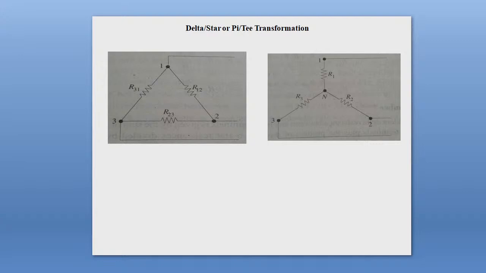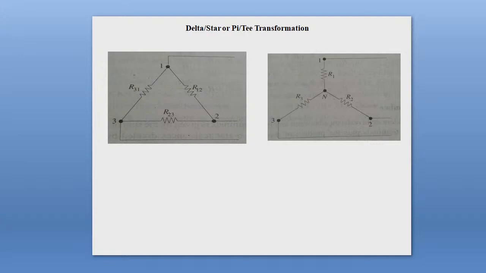First you calculate the resistance between terminals 1 and 2, then you calculate resistance between 2 and 3, and finally we calculate resistance between terminals 3 and 1 for two networks.